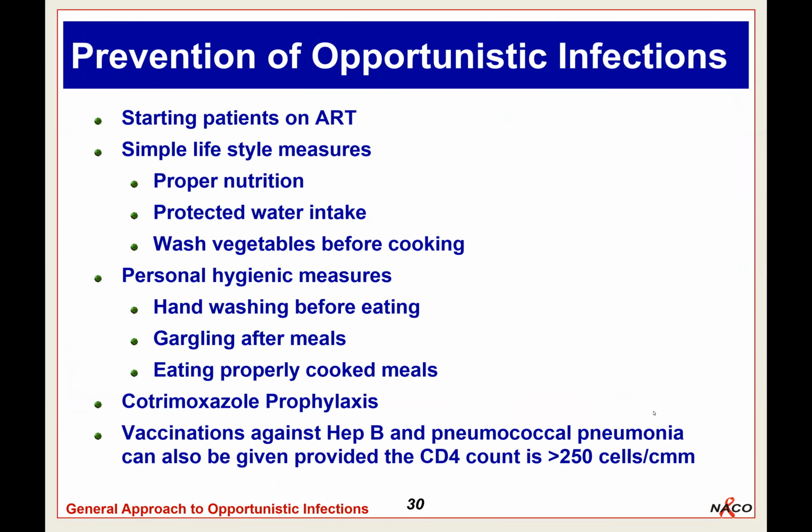And again, for patients who are eligible for ART or fit for ART initiation, ART initiation is done. To reduce multiple occurrences of OIs, nutritional advice and advice regarding cleanliness, washing vegetables and hand washing, those routine measures, are given. Wherever it is applicable, cotrimoxazole prophylaxis is started, and if it is feasible, vaccination with Hep B and pneumococcal vaccines needs to be given. Obviously, NACO does not provide these vaccines, but if available and feasible, they can be given to patients if the CD4 is more than 250.